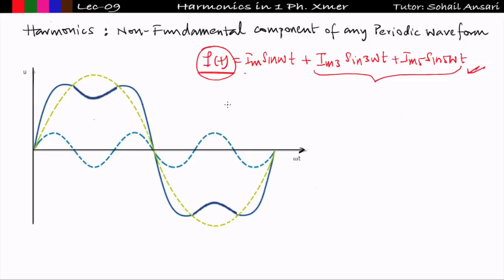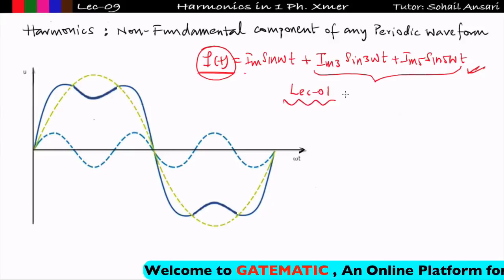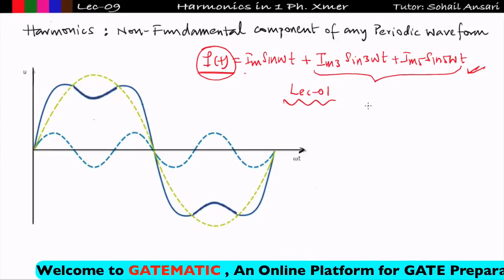So if you want to go into detail about what is harmonics, then you can go through my power electronics lecture number 01. I have explained in detail what is harmonic, what are the disadvantages of harmonics, why harmonics is undesirable. All these things you can get in the power electronics lecture number 1.